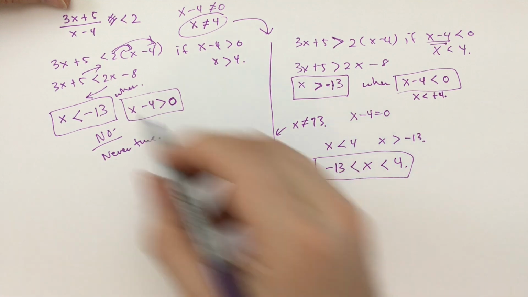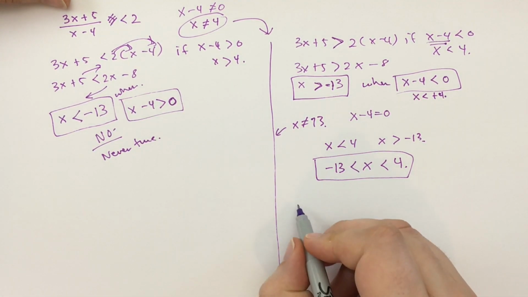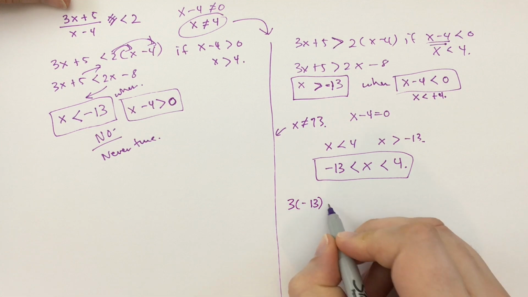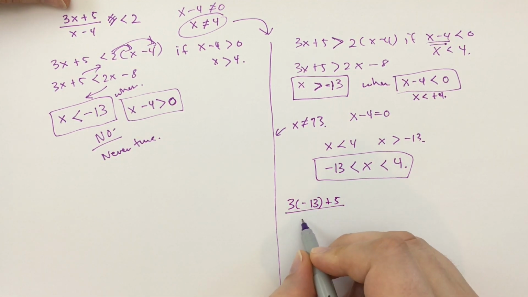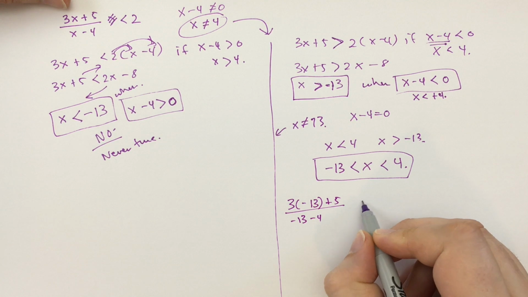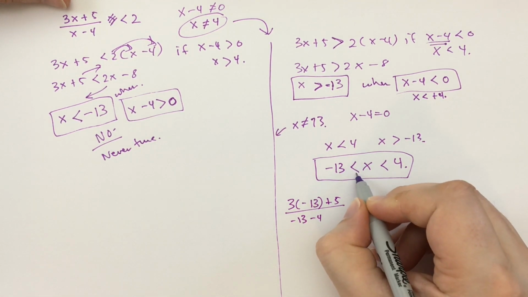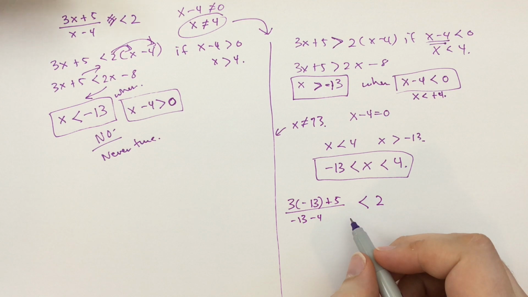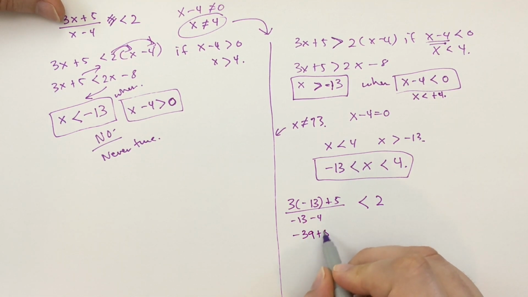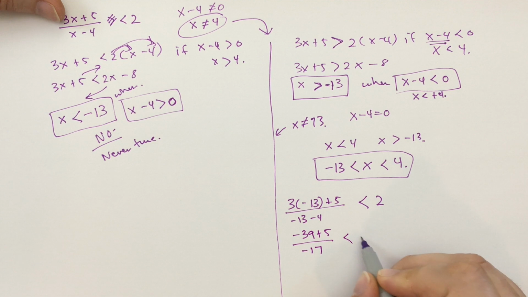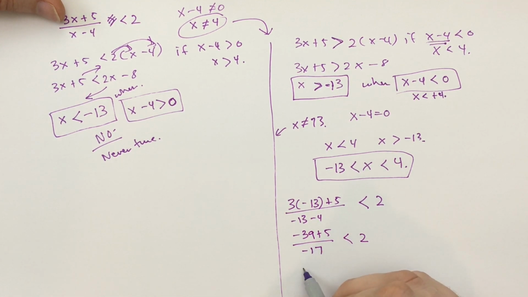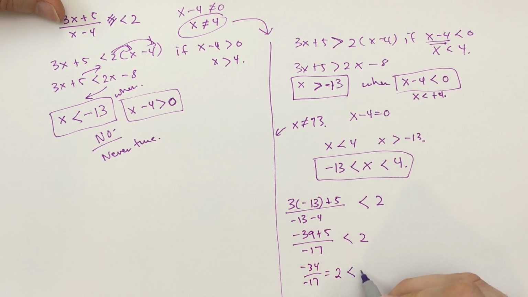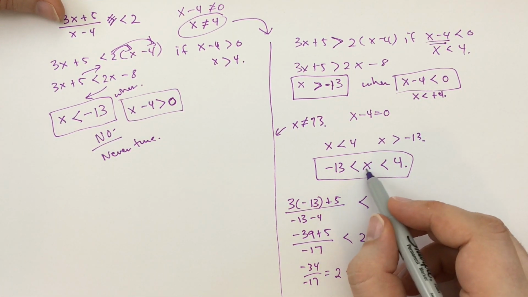And to check that, let's plug in some numbers. So let's plug in negative 13. So we have 3 times negative 13 plus 5, all over negative 13 minus 4. We're going to see if that's less than 2. Now it says that this is not a solution, but this is the beginning of the solution. Okay, so we have negative 39 plus 5 all over negative 17. It's supposed to be less than 2. Negative 39 plus 5 is negative 34 over negative 17, which is equal to positive 2. Okay, so this is one of the edges. This is when both sides are equal. But this is not a solution. Negative 13 is not a solution because x can't be negative 13.